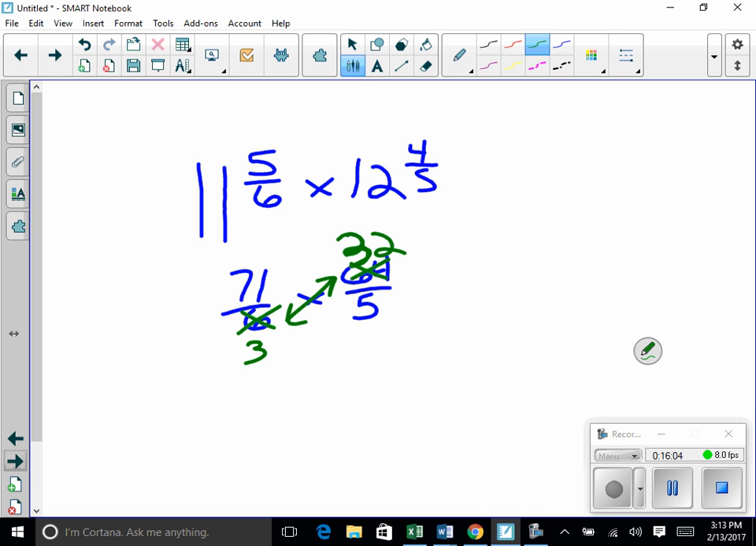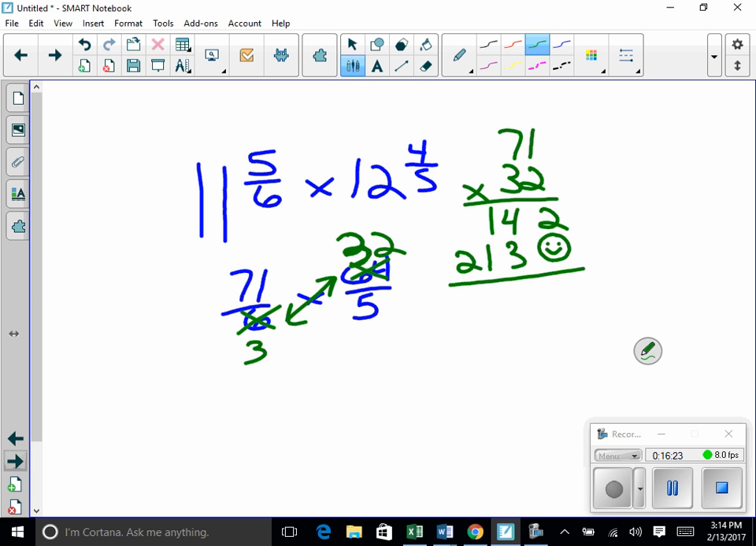Now this is where some people are going to run into some trouble, but this also gives us practice for multiplying with multiple digits. So 2 times 1 is 2, 2 times 7 is 14. Remember to put your placeholder 0 in, okay? Now 3 times 1 is 3, and then 3 times 7 is 21. Okay, so now we have 2,272 as the numerator, divided by 3 times 5, which is 15.